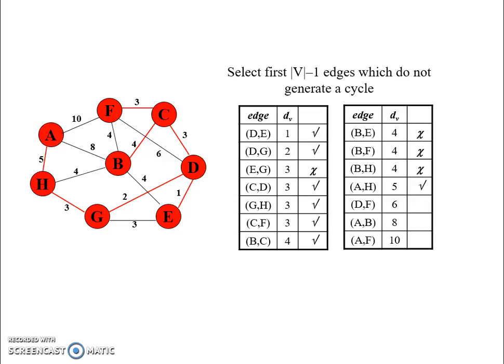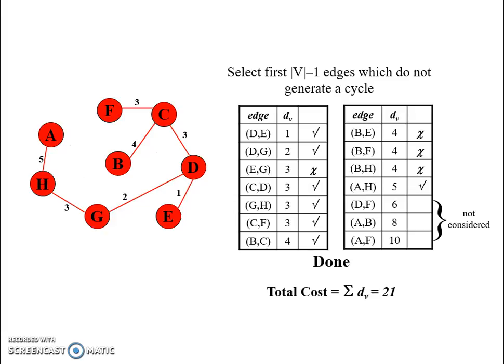And again I am selecting AH. The edge AH can be included in the spanning tree because it will not create any cycle. And since I have reached n-1 edges, in our case it should be 7, I can neglect the remaining edges. So finally I will get a minimum spanning tree with the lowest cost, having the cost value 21.